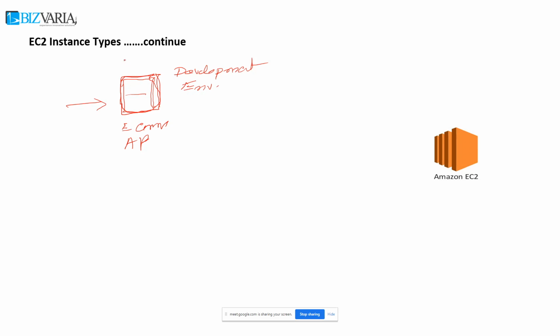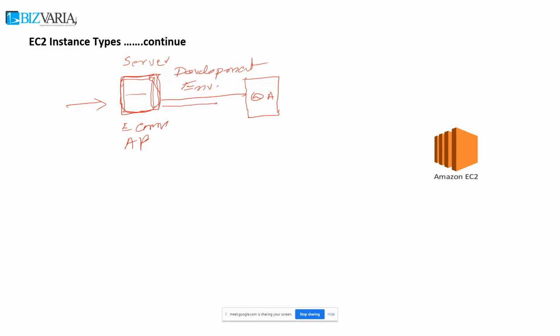So this is a server. It's a virtual server or physical server, that is up to you. Once they do the development, they want to test it. Then they need a new environment. It's called QA, quality assurance.